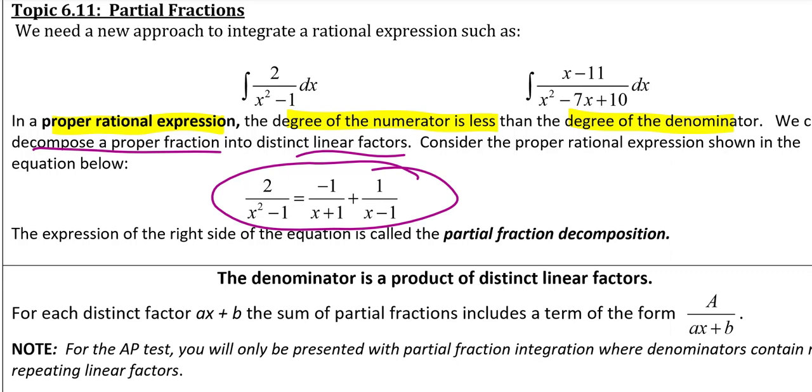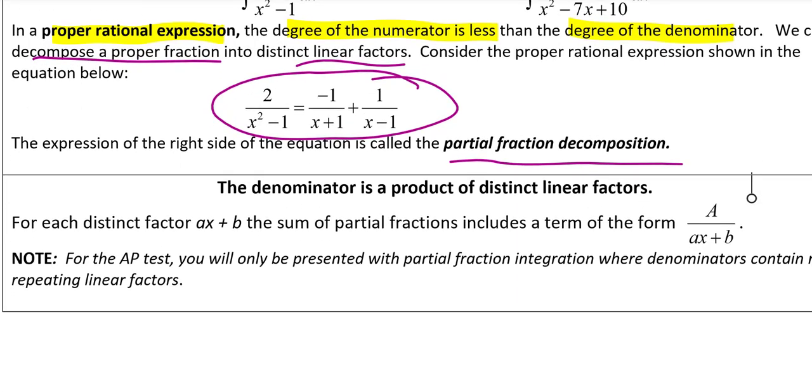The right side of the equation is called the partial fraction decomposition, and that is exactly what we're going to do. The idea is that each distinct factor, ax plus b, contributes a partial fraction with a term in the form of A over ax plus b. So our job is to find these coefficients in the numerators that will allow us to integrate each of these nice linear rational expressions, so to speak.